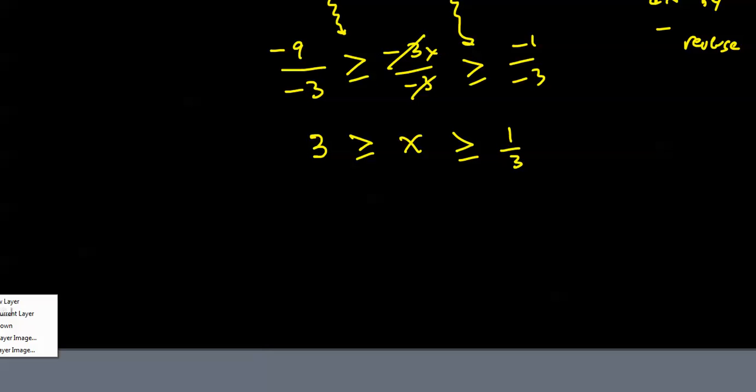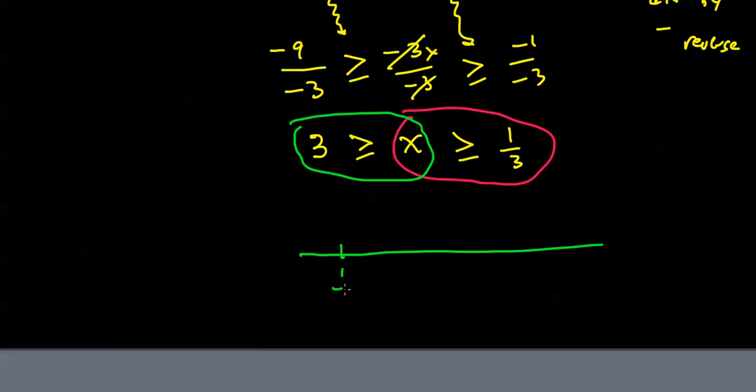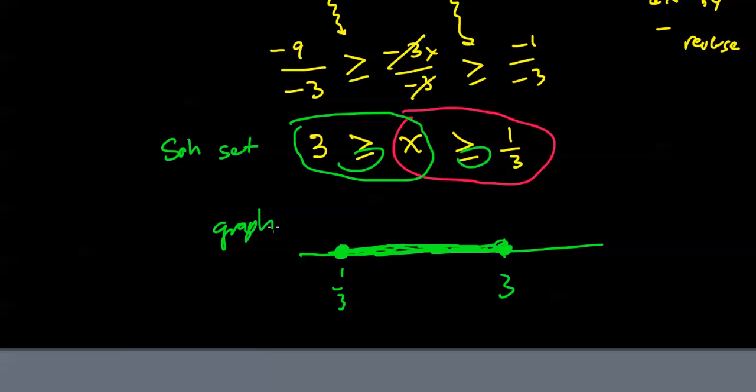Now, how am I going to read this statement? Again, as before, this tells me x is greater than 1/3. And simultaneously, this says x is less than or equal to 3. So I want all numbers on the number line that are to the right of 1/3 and to the left of positive 3. Notice equality is included here, so the endpoints are included in the graph of this solution set. Solution set here, graph here. Okay?